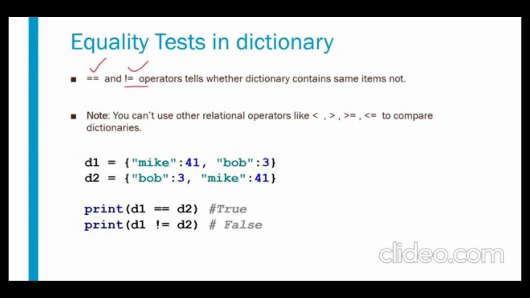And there is one more operator called not equal to. This is completely opposite of double equal to. If both the dictionaries are not equal, then it returns true. If both are equal, it returns false. But in Python, we don't have other comparison operators like less than, greater than, less than or equal to. We cannot compare dictionaries by using these operators. We have only double equal to and not equal to. Okay. Now let's see the example here.